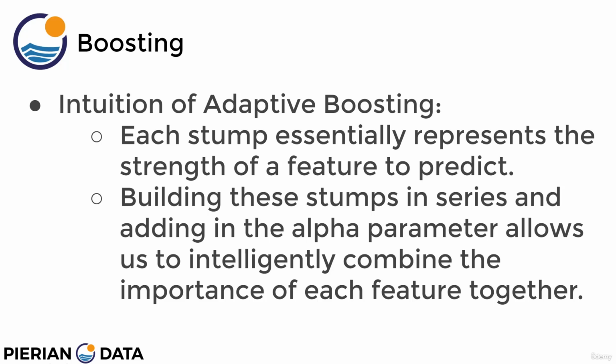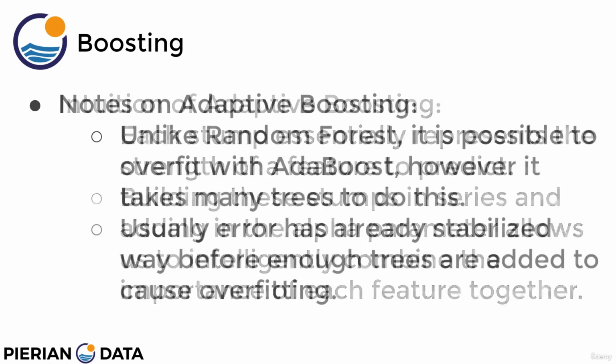You're essentially just figuring out how important is each of these features, and is there a set of coefficients I could use in order to combine everything together to an ensemble to get a strong learner out of these many weak learners. So building these stumps in series and adding in that alpha parameter, really multiplying that alpha coefficient by those weak learners, allows us to intelligently combine the importance of each feature together. And that's really the intuition behind adaptive boosting. How important is each feature, and slowly learn this as you build out those weak learners.